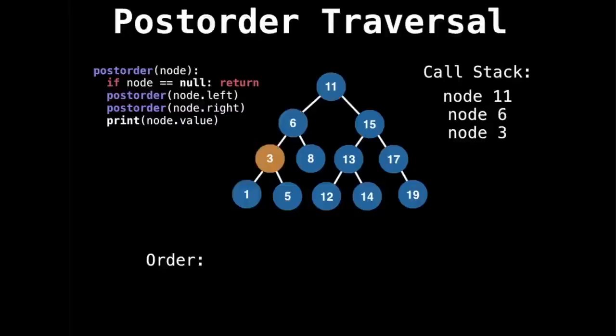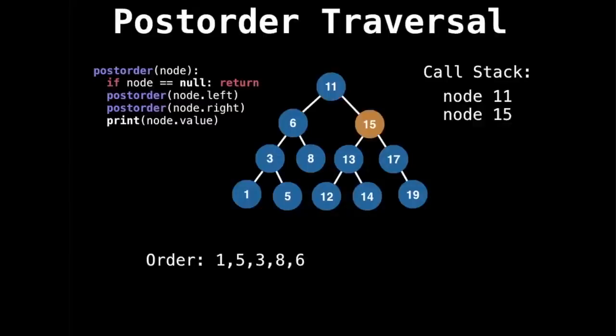So go all the way down, then print 1 because we've explored both its left and right subtree. Now don't print 3 because we haven't explored its right subtree yet. Print 5 because we've explored both its subtrees, which don't exist. Now we can print 3 because we've explored both of its subtrees. And then similarly go down to 8, print 8, recurse, and print 6. Don't print 11 because we still need to do its right subtree.